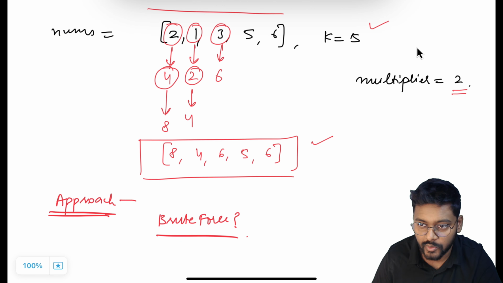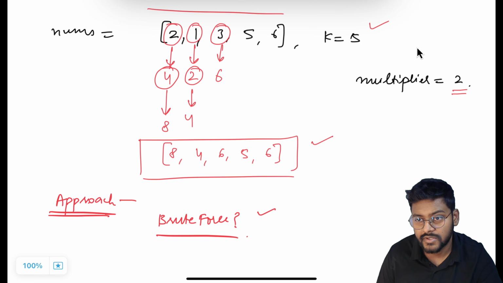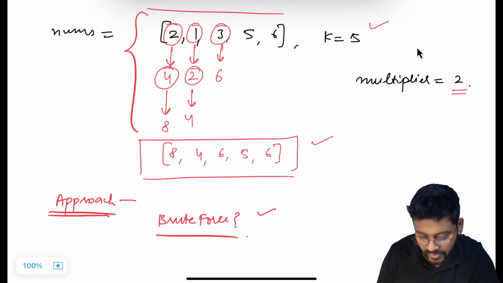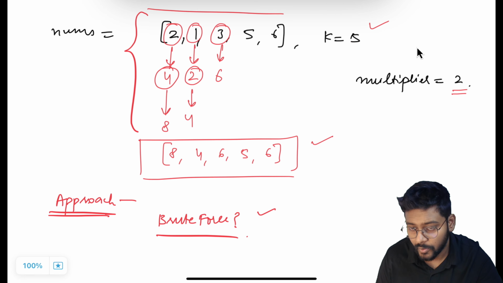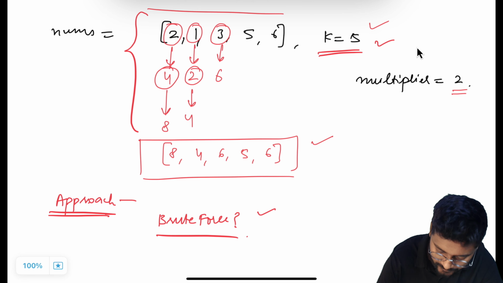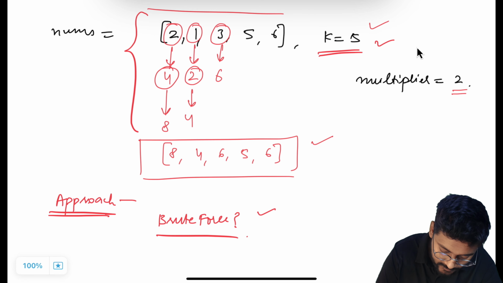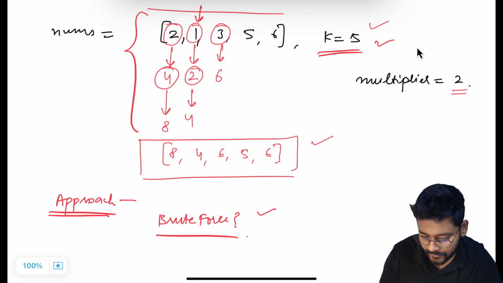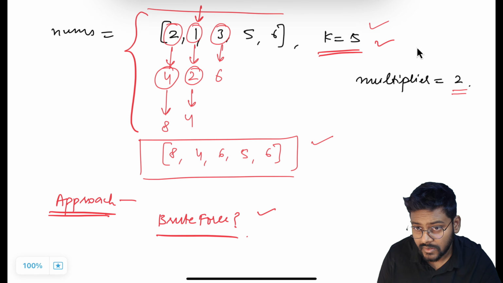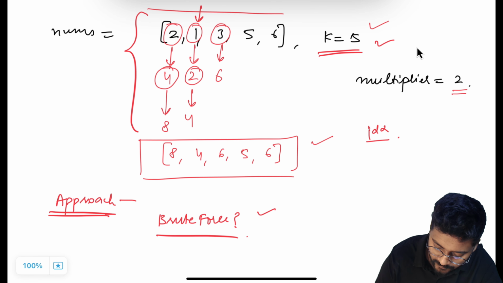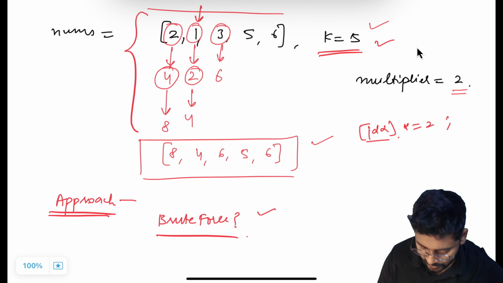Now let's have a look at the approach. Firstly, what can be the brute force in this case? What we did when we were solving this example, we are picking the minimum element in every operation. We are going k times. It means we are doing an iteration k number of times, and in every iteration, we are picking the minimum element from the array. And whatever is the index of that minimum element, let's say idx, that value will be replaced with its value times the multiplier. This much we are doing.